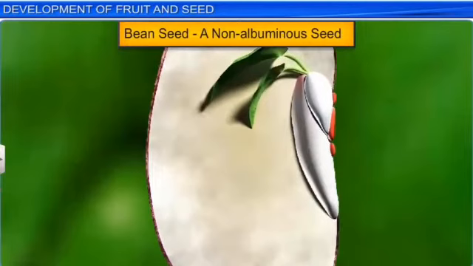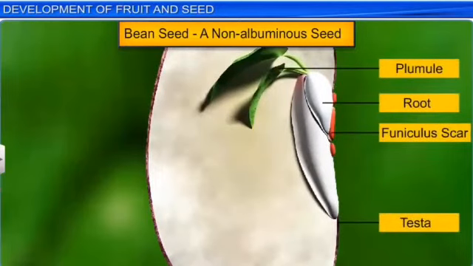In case of the bean seed, that is a non-albuminous seed, it consists of the plumule, the root, the funiculus scar and the testa. So from the outer coats to the inner part, a lot of structures are there which help in the proper growth and the development of the plant.